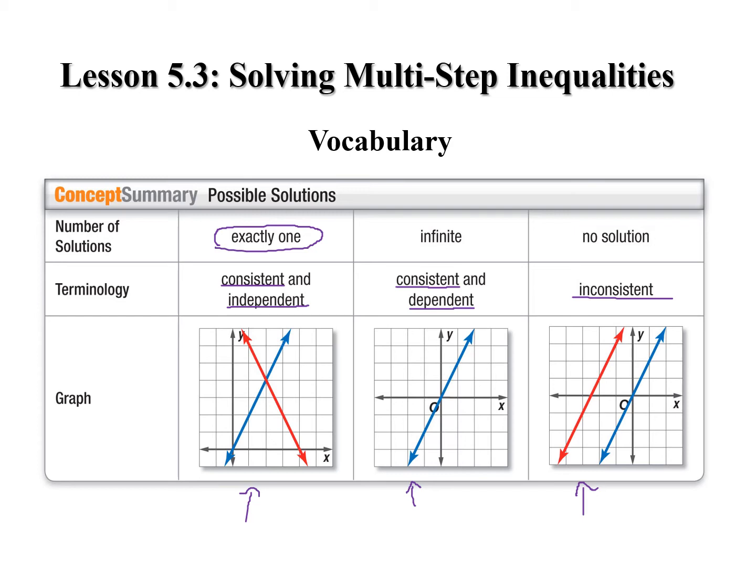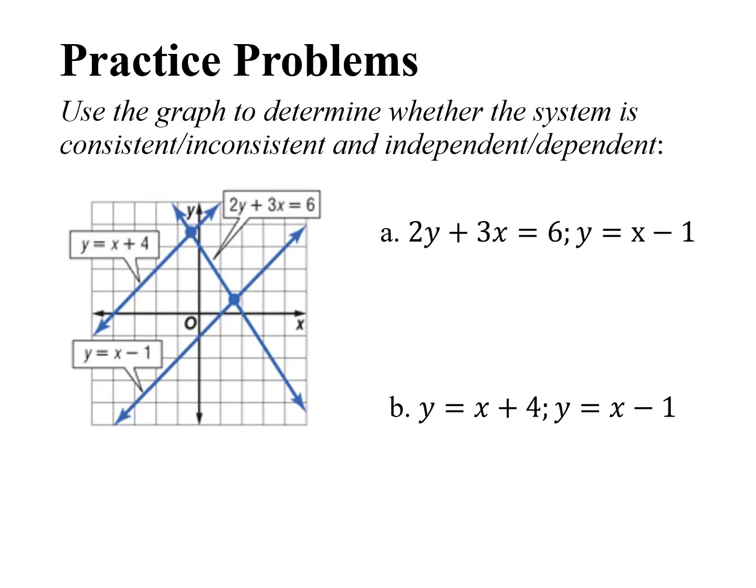So now let's practice. If I'm using this graph here, and this looks similar to the types of graphs you're going to find on the homework, I see that these lines are already graphed. I don't need to do anything to them. So if I see 2y plus 3x equals 6, well, that's this one here. I'm just going to trace over it in purple so I can find it better. And I see y equals x minus 1. That's this one right here.